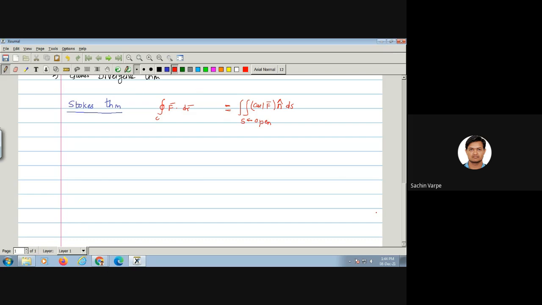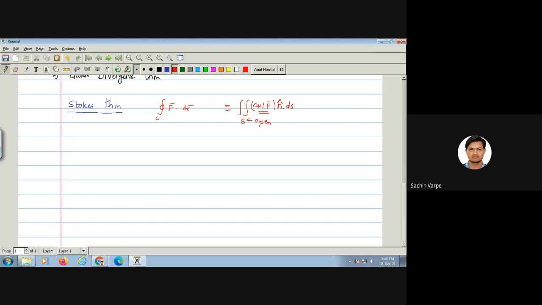So this is what the Stokes theorem says. The Stokes theorem says the line integral over the closed curve C is nothing but the surface integral over the surface S, which is bounded by this closed curve C. That surface S must be open, and the surface integral of what? Curl of f bar.